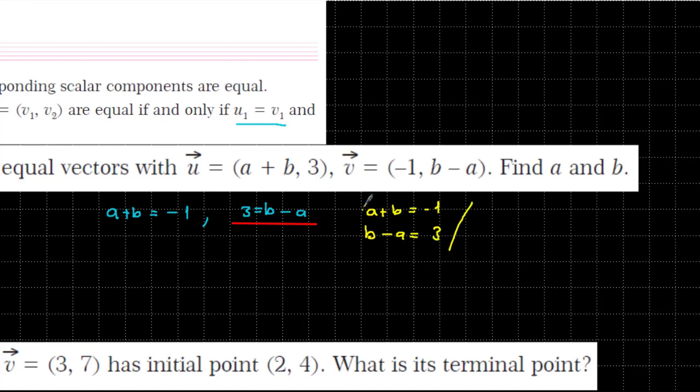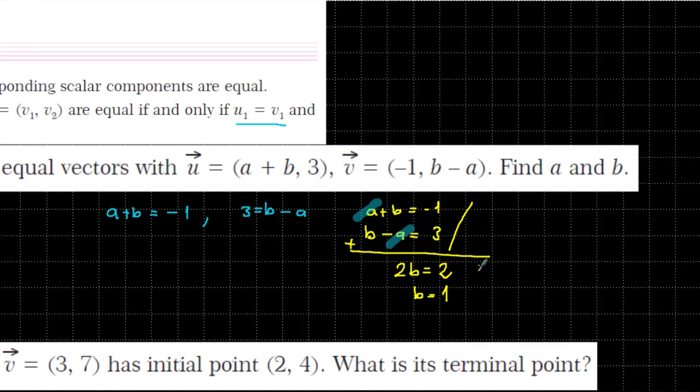Since the coefficients are the same and the signs are different, I can add the equations side by side. Here a and minus a simplify each other, so it's going to be equal to 2b, since b plus b is equal to 2b, and -1 plus 3 is equal to 2. It means that b is equal to 1, which is 2 over 2.